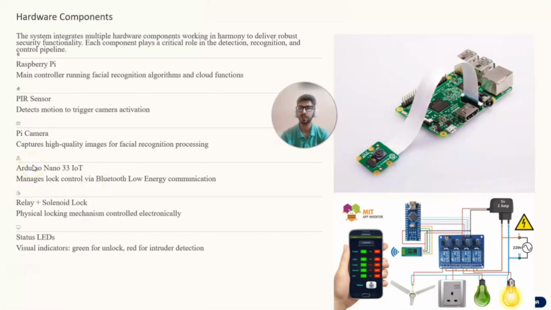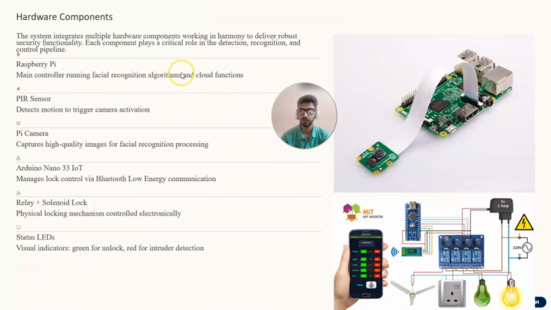If the face has been recognized, the unlock command is sent to the Arduino Nano 33 IoT via the Raspberry Pi through Bluetooth communication with the help of BLE, which is Bluetooth Low Energy. So if the command is unlock, then the green LED, which is an actuator, will glow along with opening the solenoid lock. And if there is an unknown person, then the red LED will glow, but the lock will remain in its current position, so it will not open.